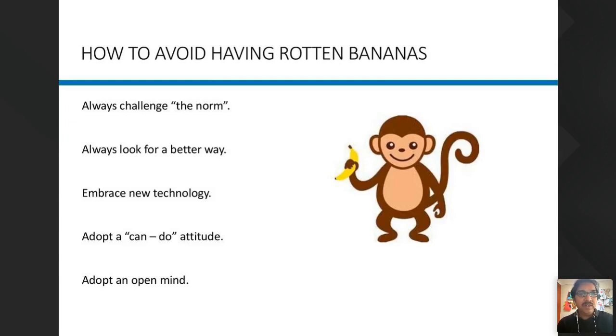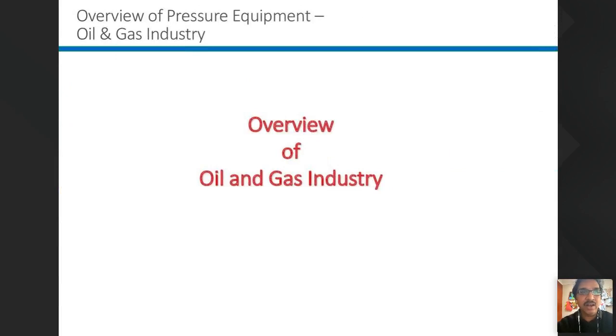I think moving forward in 5-10 years time, especially for the 2K kids, you might end up doing multiple careers, not only sticking to one professional career. Probably we may need to do multiple jobs to keep us going in the market. So prepare yourself with an open mind, and most importantly, embrace new technologies. That's the fable of five monkeys. This is what I just wanted to share with you all. And now let's go for the overview of the oil and gas industry.